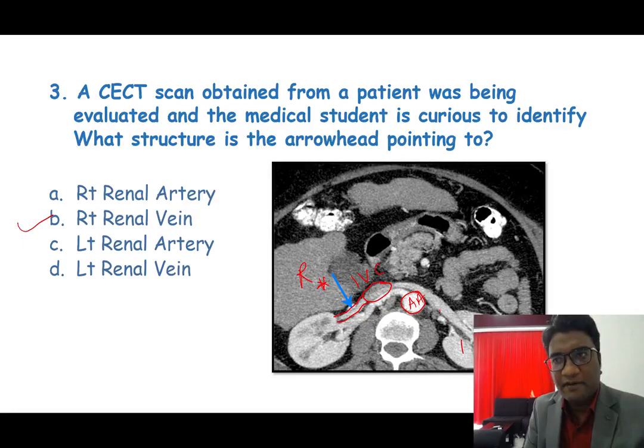So first identify which is aorta and which is vena cava, and then you can identify the renal vein. This posterior vessel going towards the aorta is the right renal artery. So it is important to understand which is aorta and which is vena cava, then try to trace back the vessels to know which is the renal vein and the renal artery.